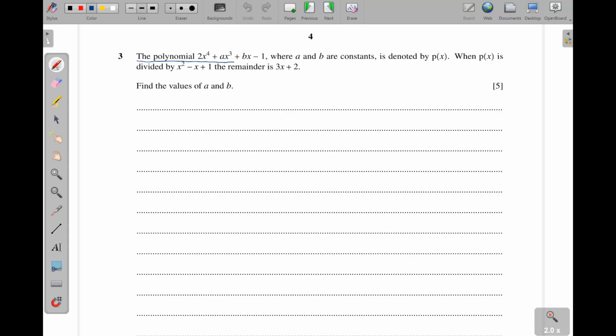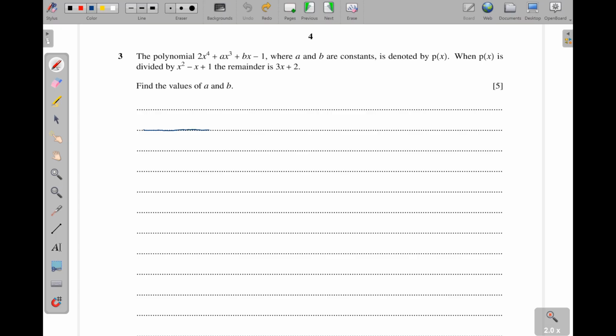The polynomial 2x^4 + ax^3 + bx - 1, where a and b are constants, is denoted by p(x). When p(x) is divided by x^2 - x + 1, the remainder is 3x + 2. Find the values of a and b. I'm going to use two approaches here, and then you pick the one which fits you, okay?